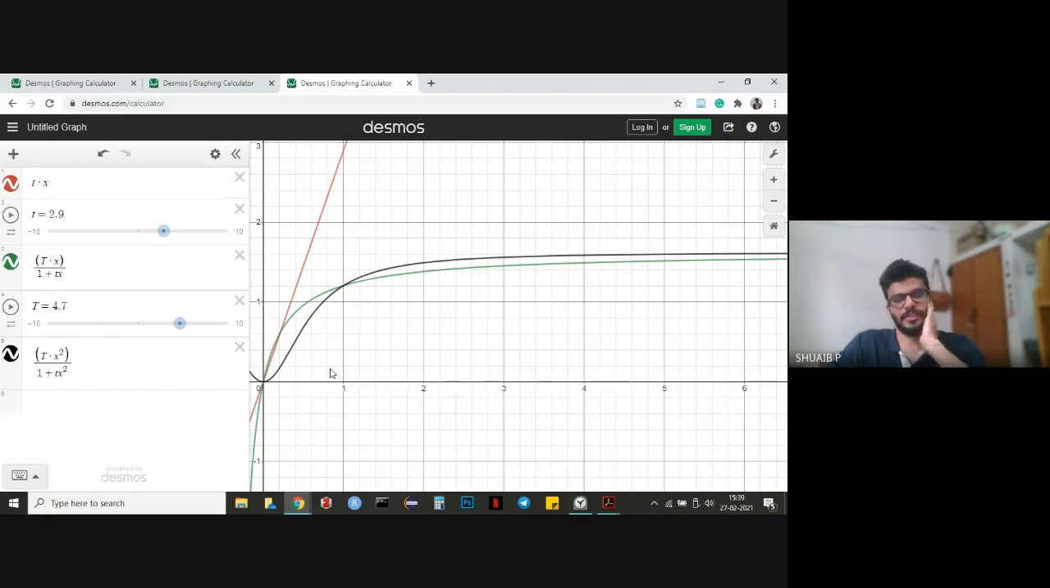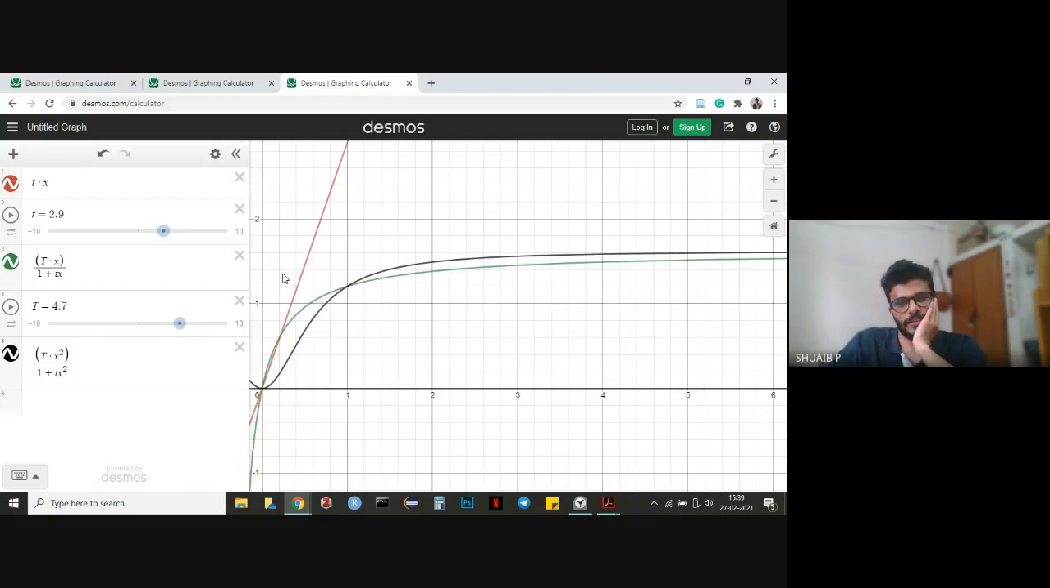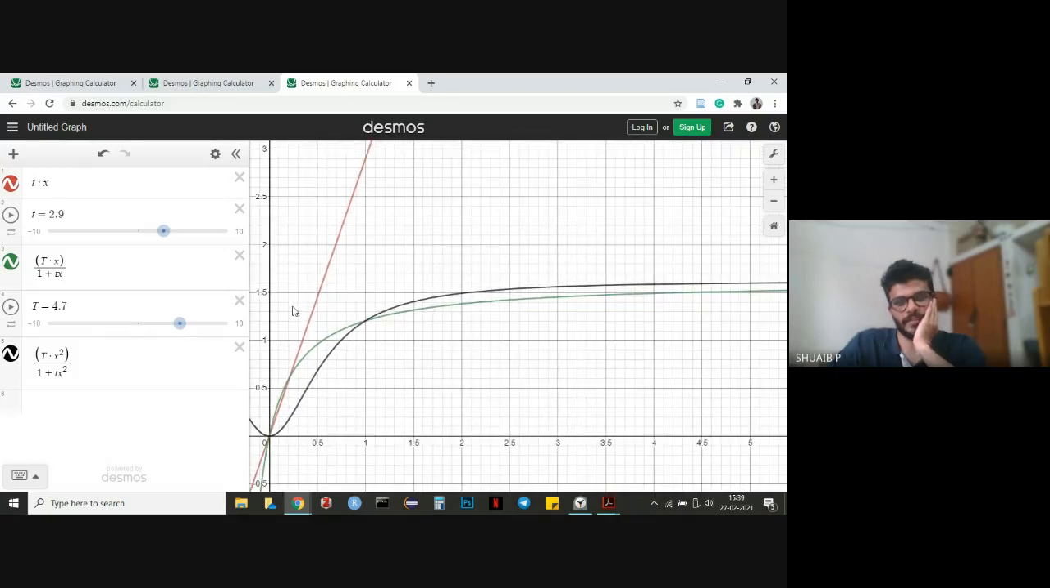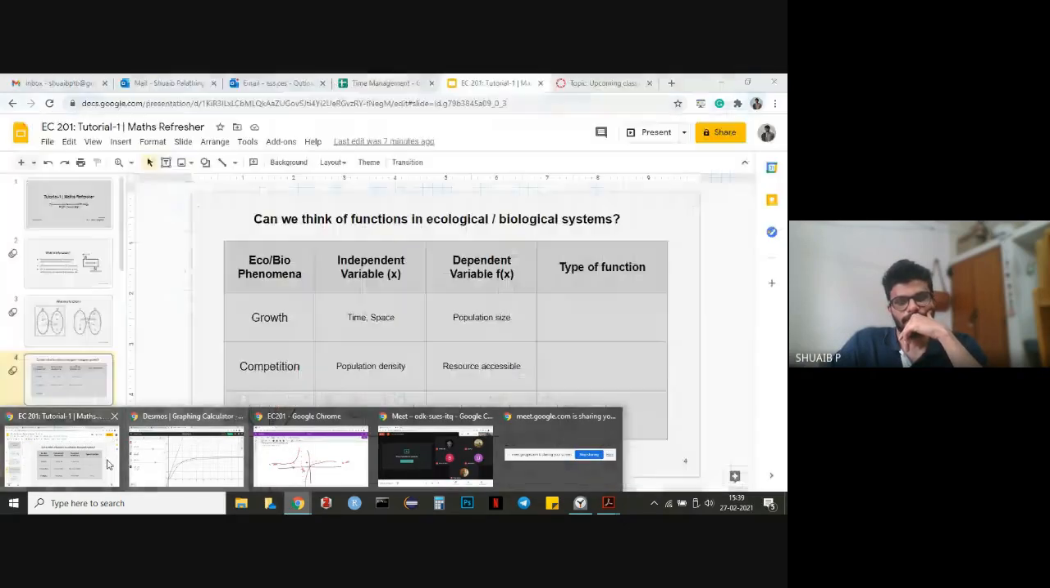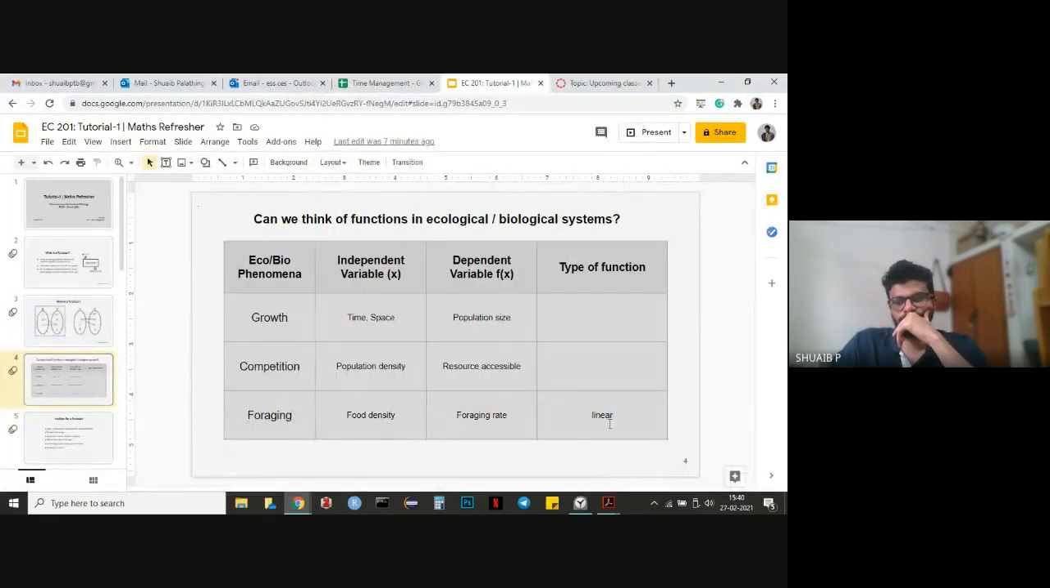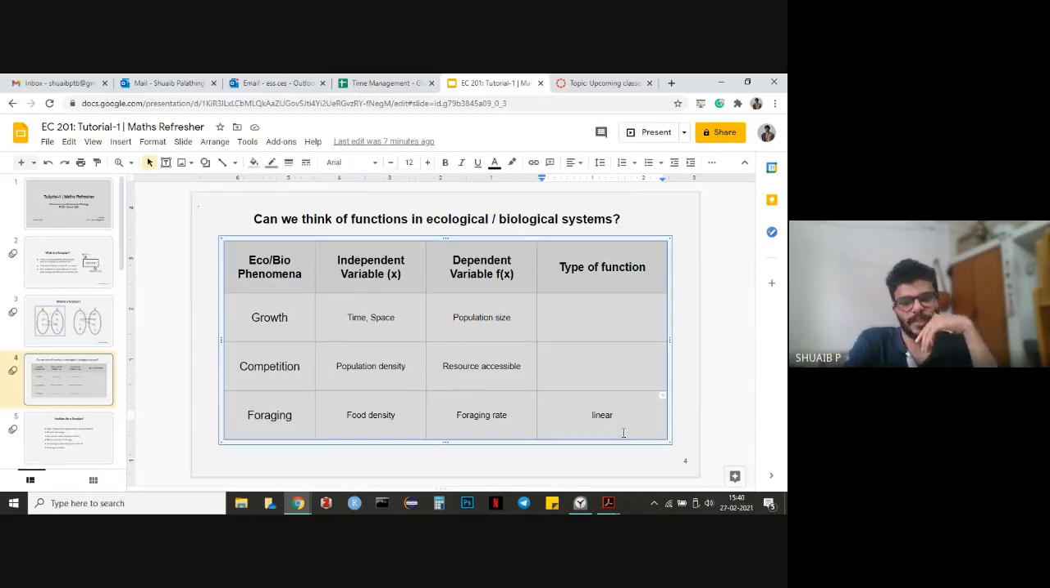So is there any doubt or clarification needed? It could be linear, a saturating curve, or something.